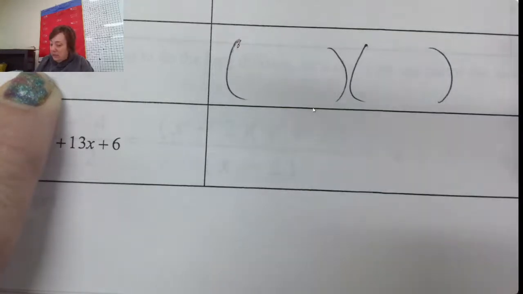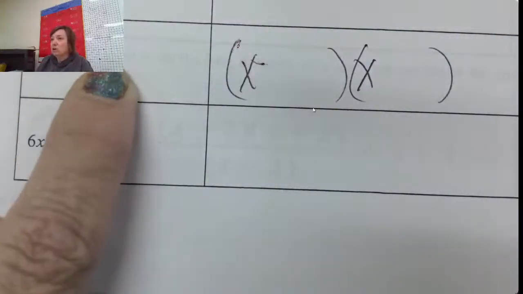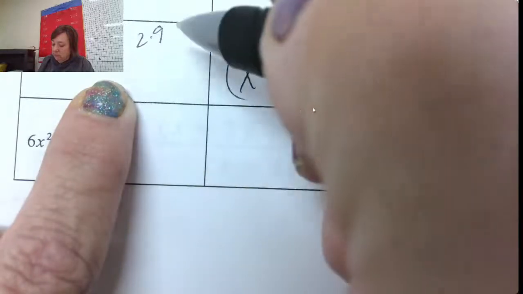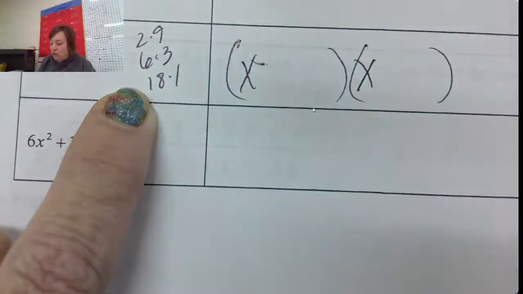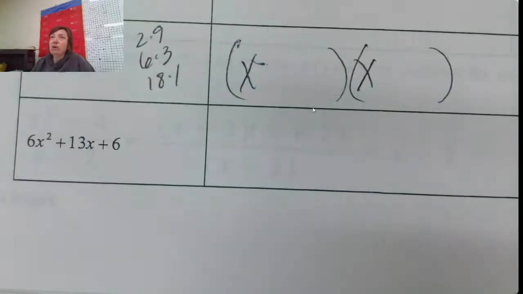What are things that multiply to get x squared? X and x. So we know it's going to be x and x, right? Now let's think of things that multiply to get 18. All the different factors that multiply to get 18: 2 and 9, 6 and 3, 18 and 1. And then we're going to look at which of these factors could combine to get 9. Now, that means combine whether it's adding or subtracting, but combine in some way to get 9, right?